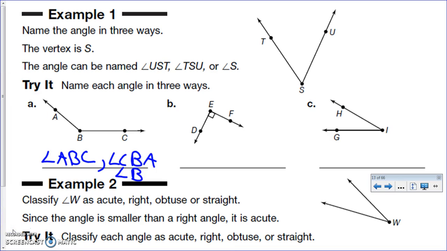For question B, we can name the angle DEF. We can also name an angle FED. Or, again, because it's not attached to any other angles, we can name it by the vertex, so it's angle E.